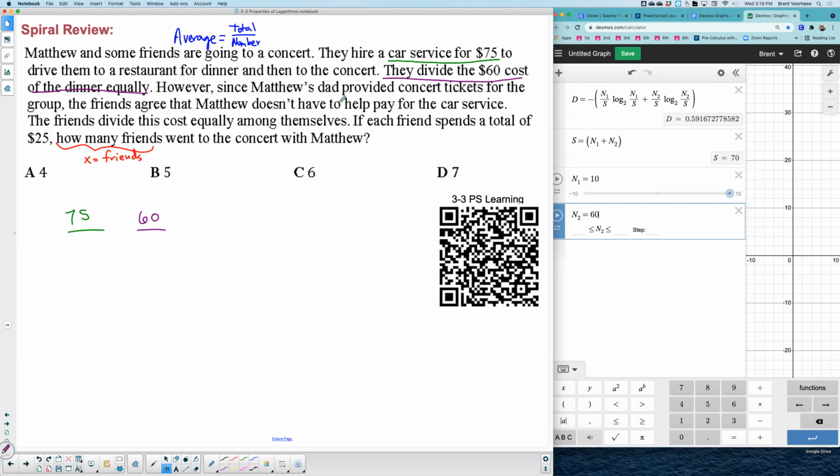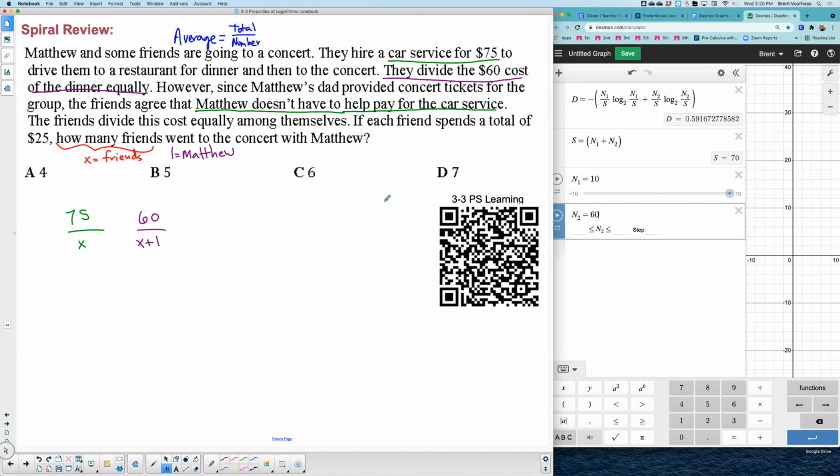However, since Matthew's dad provided concert tickets for the group, the friends agree that Matthew doesn't have to help pay for the car service. So here's car service, that's green. Matthew does not have to help pay for the car service. So the question becomes, who does pay for car service? Answer, only the friends, which is X. Now the dinner, it says they divided the $60 cost of dinner equally, which means Matthew pays for the dinner as well. So Matthew's one person. So it's going to be friends plus Matthew pay for dinner.